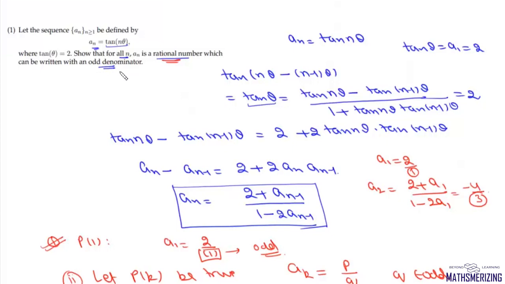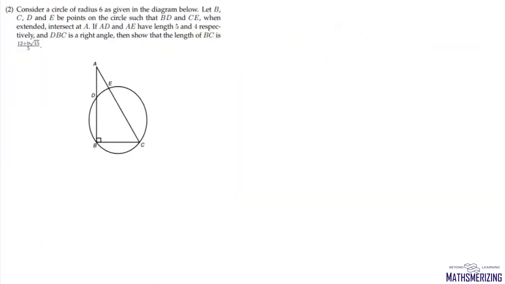Now question number 2 is, consider a circle of radius 6 as given in the diagram below. Let B, C, D and E be the points on the circle such that BD and CE, when extended, intersect at this point A. If AD and AE have lengths 5 and 4 respectively, so this AD is 5 and AE is 4, and DBC is a right angle, then show that the length of BC is 12 plus 9 root 15 by 5.